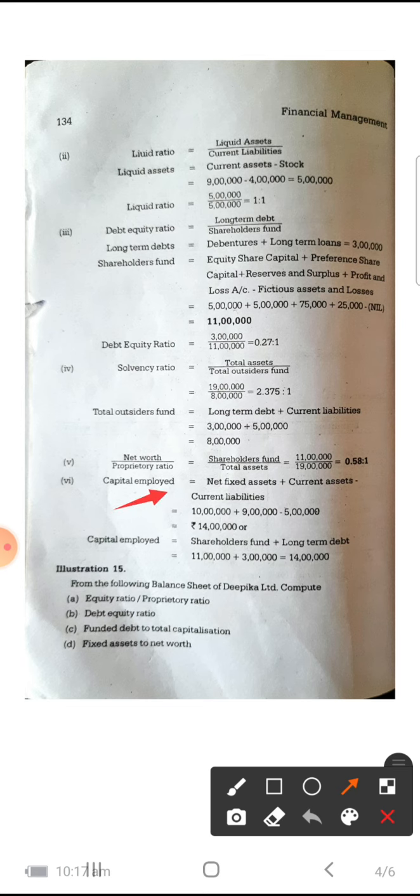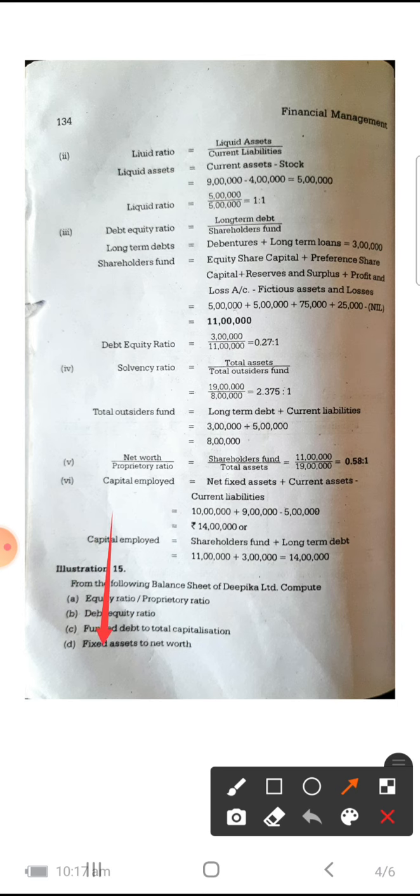Capital employed, how to calculate? It is net fixed assets plus current assets minus current liabilities. So net fixed assets is 10 lakh, current assets 9 lakh, minus current liabilities 5 lakh. So you'll get 14 lakh. Or capital employed also can be calculated in another way, that is shareholders funds plus long term debt. So 11 lakh plus 3 lakh, it is 14 lakh.